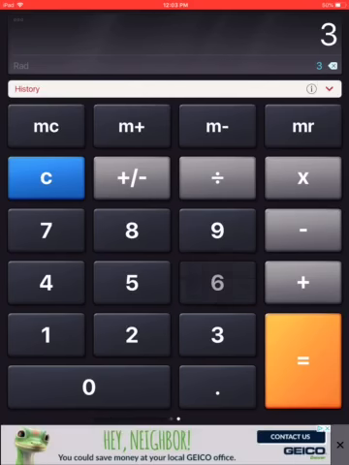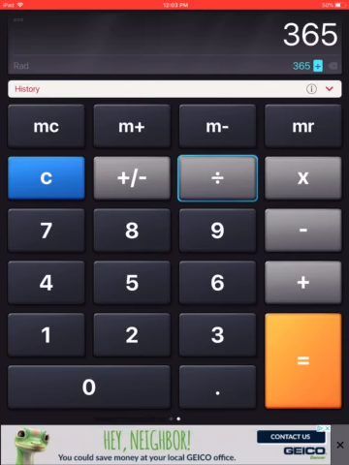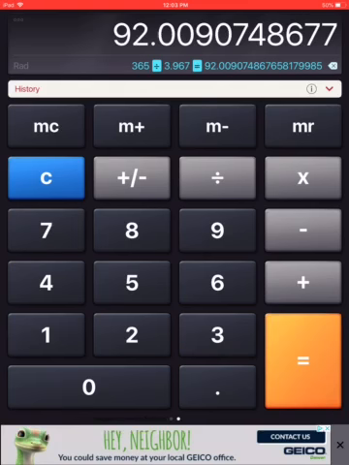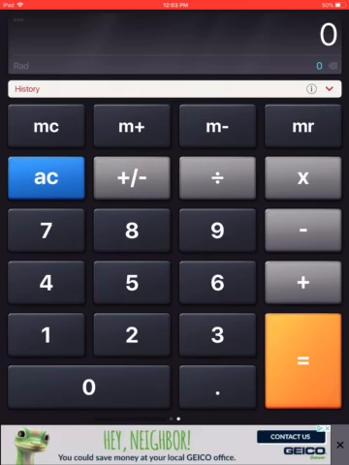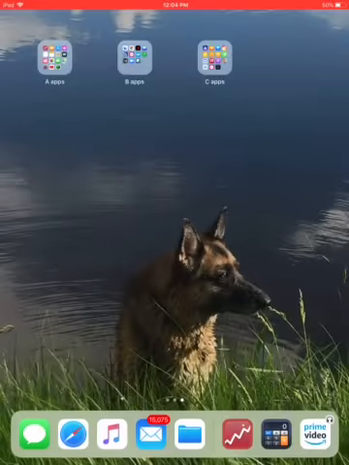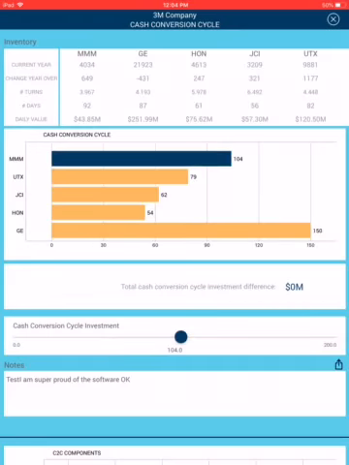So if we take 365 days in a year, at least the last calendar I looked at, I think that's what it was, and we divide by 3.967, we have 92 days of inventory, right? And in fact, if we look at our Think Like a CEO app, what do we see down there? 92 days of inventory.